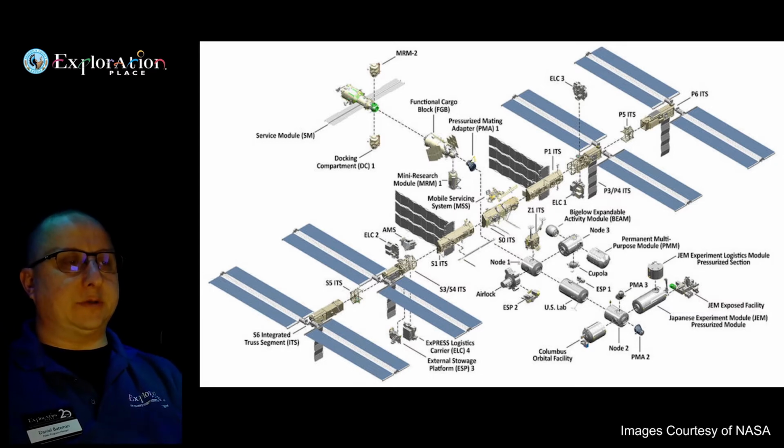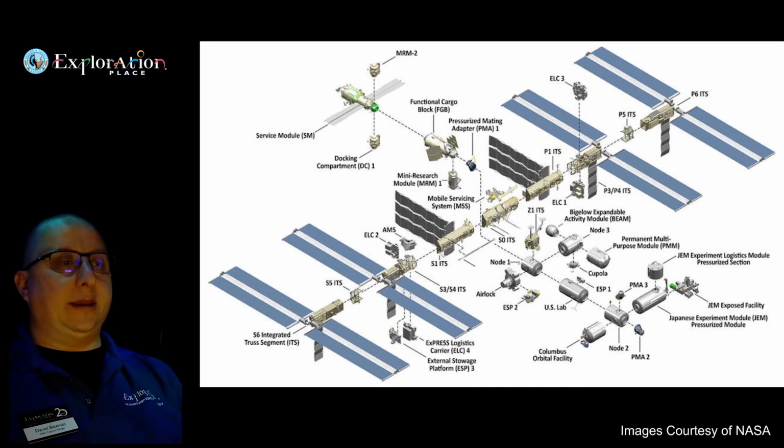And then it was a little while before we added the first truss segments. Once the truss segments were put up, we started having power for solar panels and the radiators that are here on the side. And when we get the whole space station completed, it is about the same size as 2 football fields next to each other.